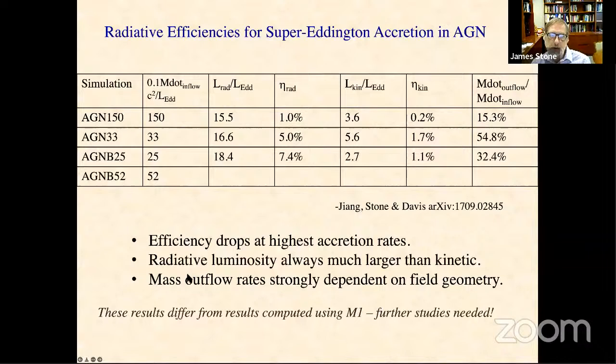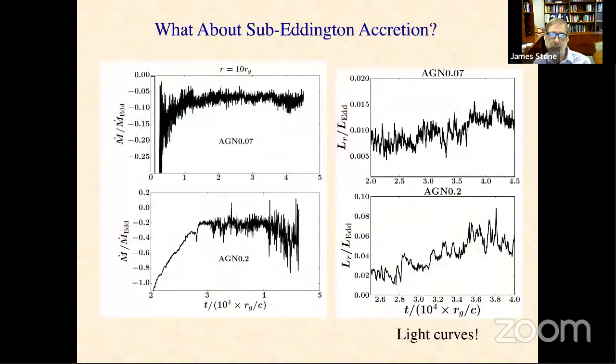And it's smaller than the values that McKinney and Sadowski and others get using M1. And that's interesting, that's intriguing. Is that because of the numerics, or because we're doing something different in our initial conditions? We really need to understand that. But what we find is that the efficiency drops as the Eddington ratio gets larger, resulting in a total luminosity which is roughly constant. The actual total amount of energy released by the system is roughly 10 times the Eddington, and never gets larger than that because the efficiency drops to compensate for the additional accretion energy released at higher accretion rates.